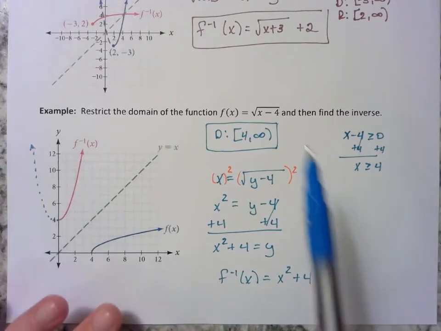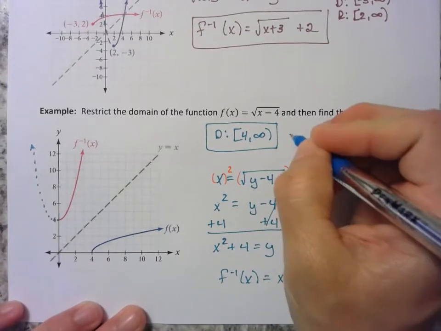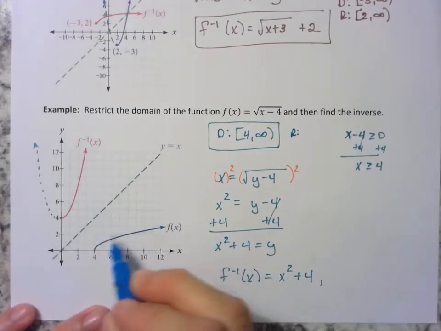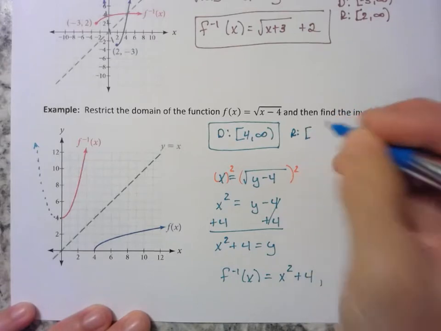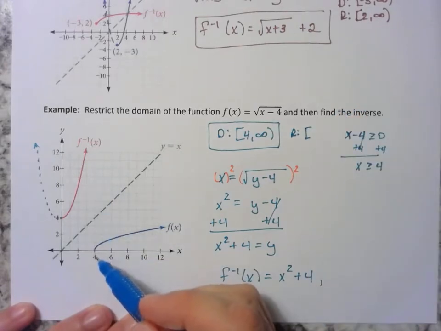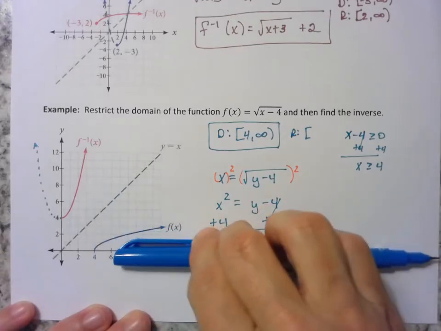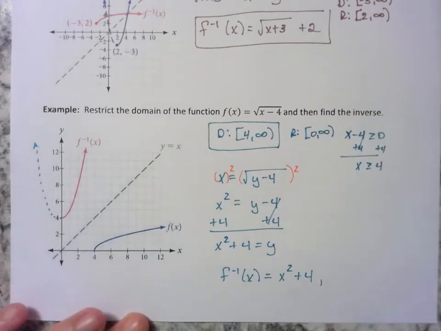So go back, look at the domain, figure out what the range was. What was the range of this one? The range goes from 4 to infinity, right? Sorry. The range goes from 0 to infinity. We start at 0 and go forever up. So the range is 0 to infinity.